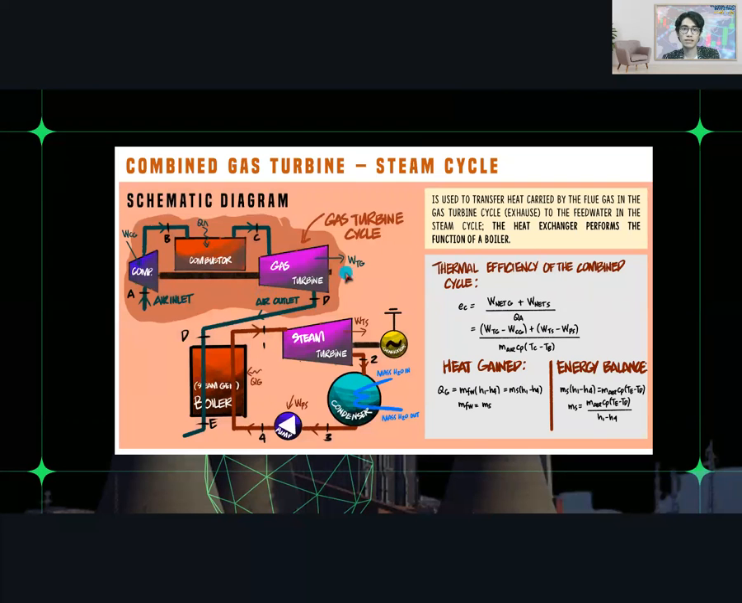Next is the combined gas turbine, or the combined gas turbine steam cycle. It is used to transfer the heat carried by the flue gas in the gas turbine cycle, or the exhaust, to the feed water in the steam cycle. And the heat exchanger performs the function of a boiler.